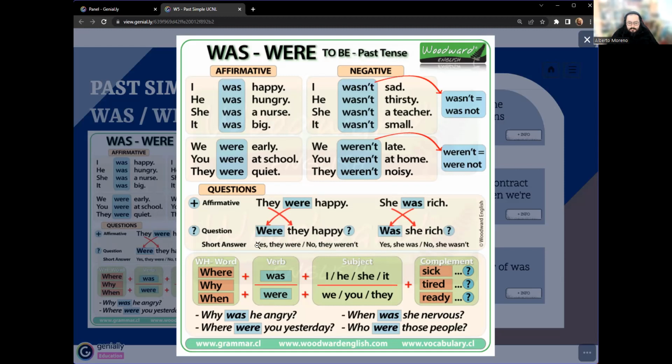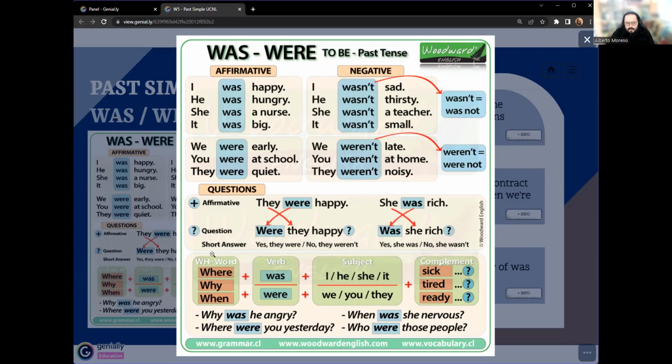Si la respuesta es un sí, vamos a comenzar con la palabra yes, más el sujeto, más was o were. Si la respuesta es no, vamos a tener la palabra no, más sujeto, más wasn't o weren't. Cualquiera de las dos es correcta. Ahora, si queremos una respuesta más elaborada, es decir, algo alejado de un sí y de un no, debemos utilizar un WH question antes de la estructura que acabo de mencionar. Antes del verb to be, que está antes del sujeto, que está antes del complemento.